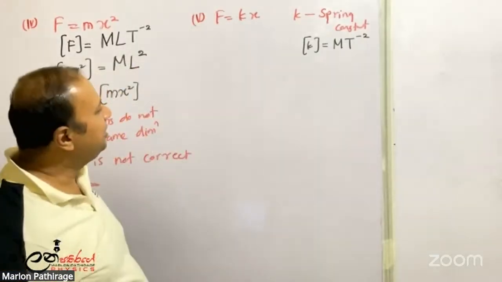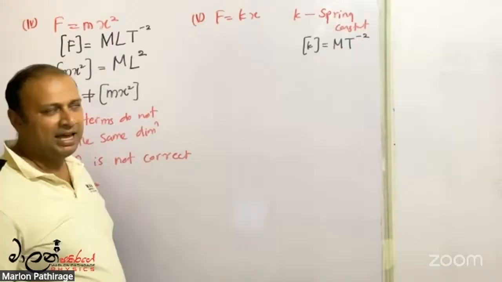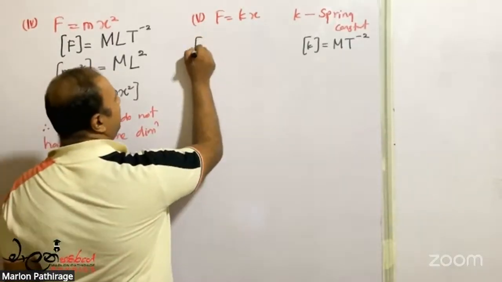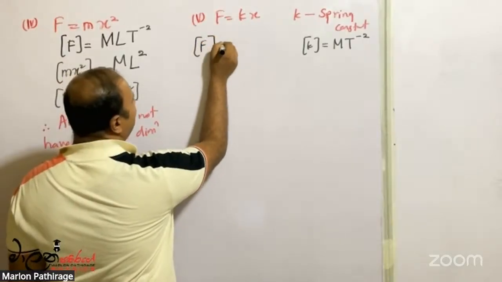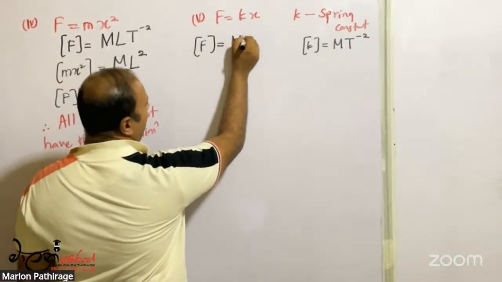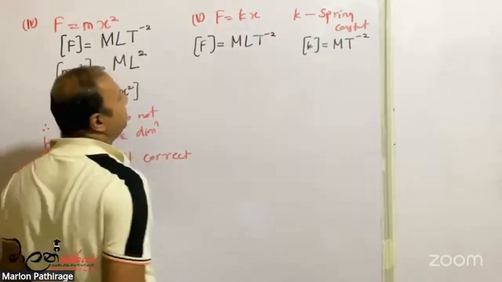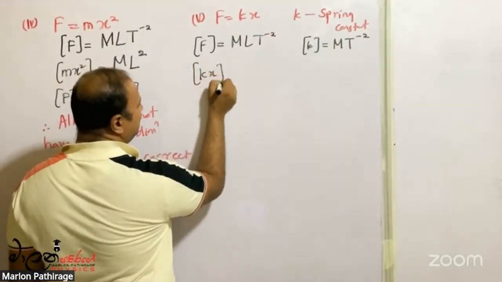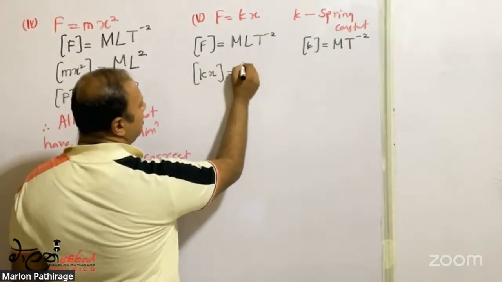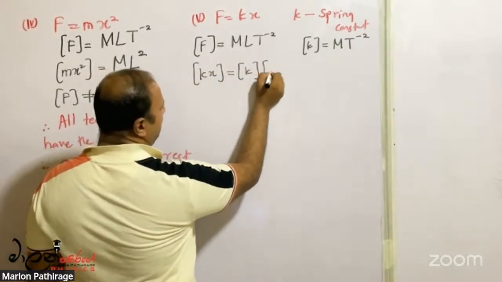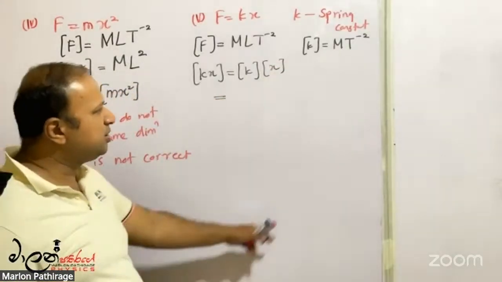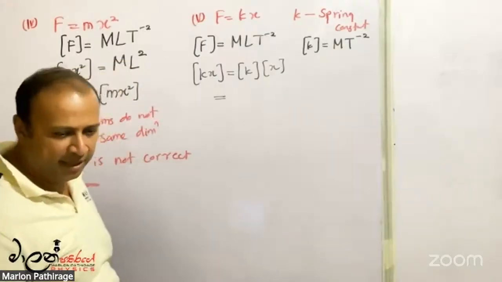That is M T minus 2. I will explain what the spring constant is. Then the dimension of F is equal to M L T minus 2. Then the dimension of k x is equal to the dimension of k into the dimension of x. The dimension of k, the dimension of spring constant, is M T minus 2. Put it in.